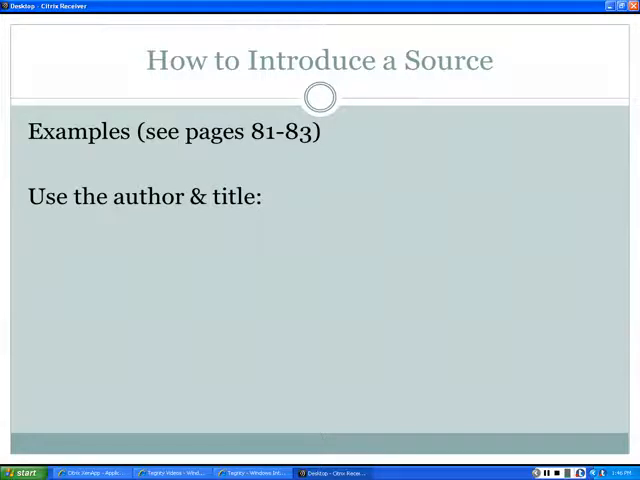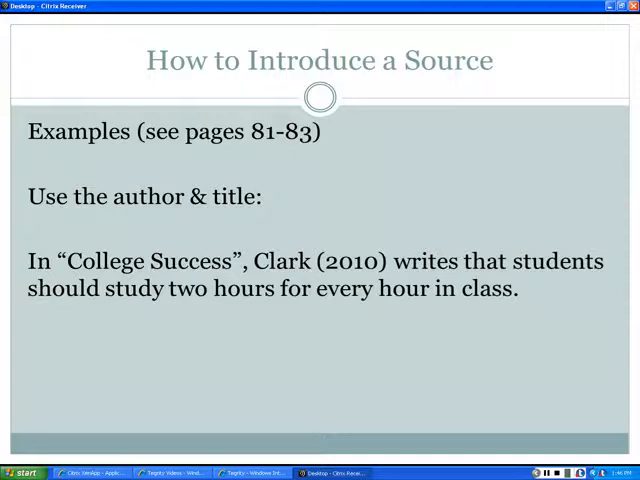If you have both the author and the title, you can use both. Here's an example. In College Success, Clark, 2010, writes that students should study 2 hours for every hour in class. So we have a paraphrase that's introduced with both the title of the article and the author. You've been doing this in class as well. That year, 2010, is the year that the article was published. Tomorrow in class we're going to talk about a different way to cite our sources. We're going to be using a different format.